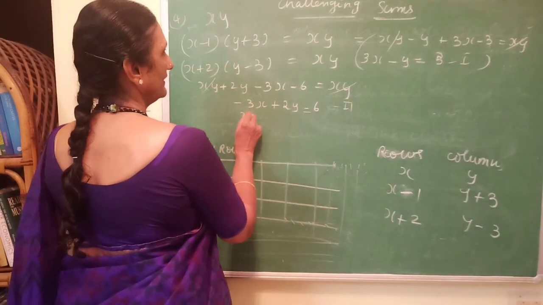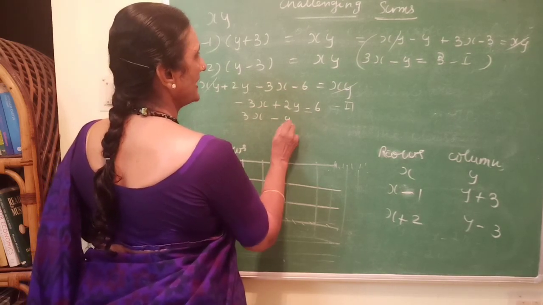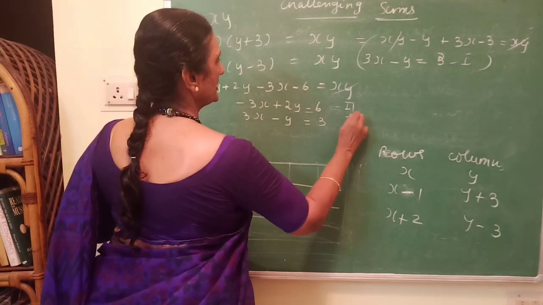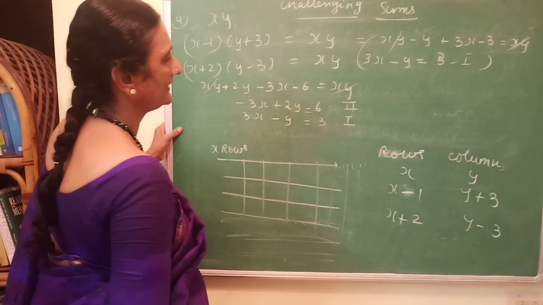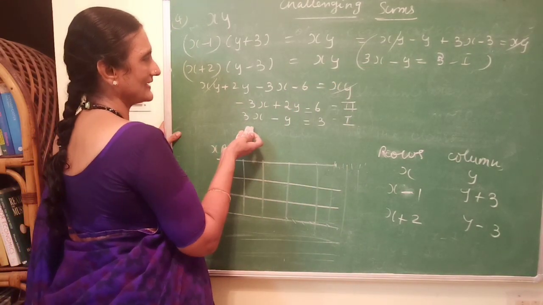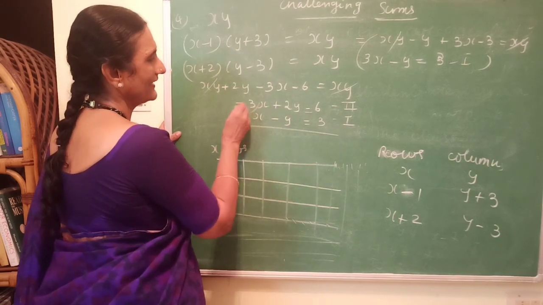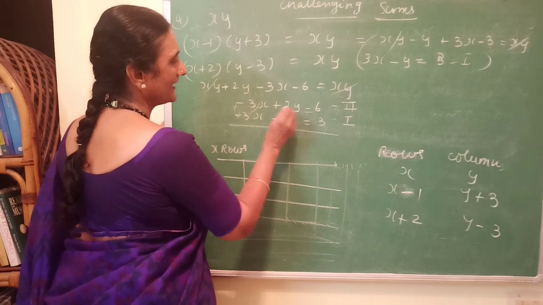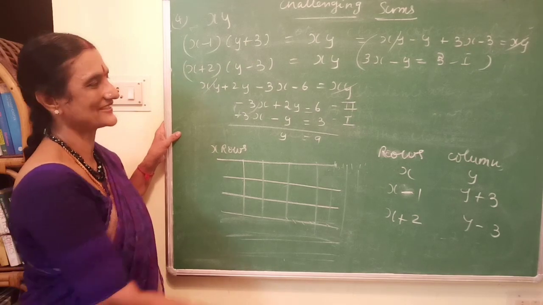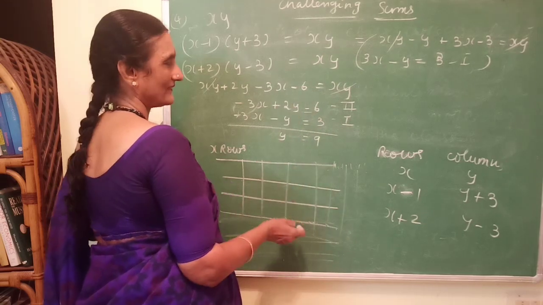Now we will write both the equations together. We get 3x minus y is equal to 3. That is your first equation. This is your second equation. Correct? Now there we have got plus 3x and here we have got minus 3x. So we can just add. You will get y is equal to 9. That means what is the number of columns? 9 columns in the original arrangement.